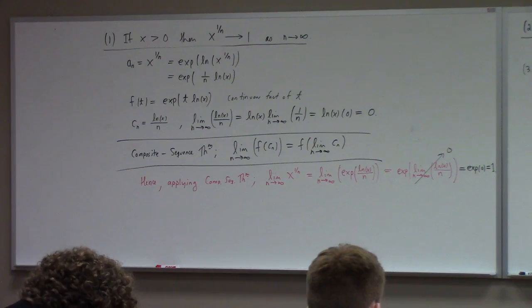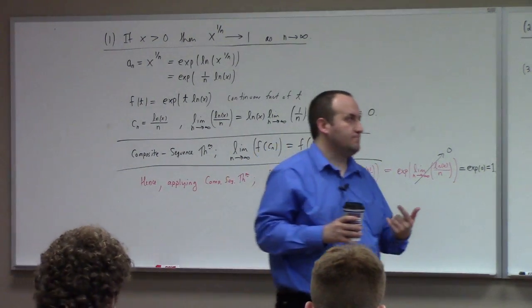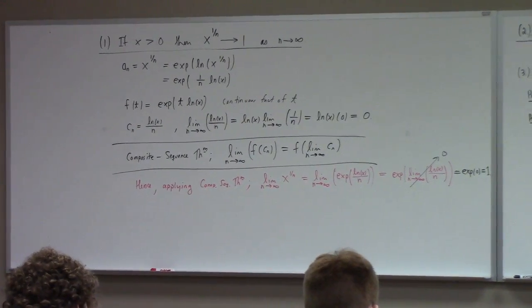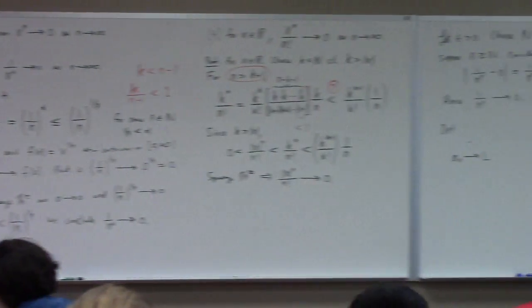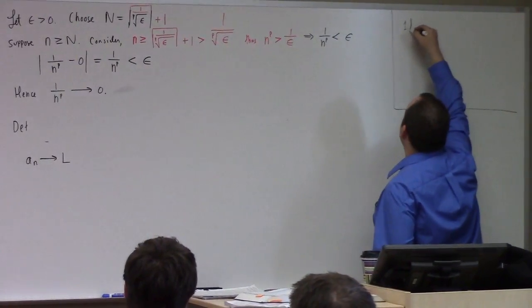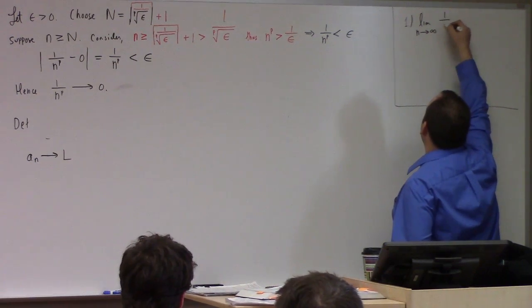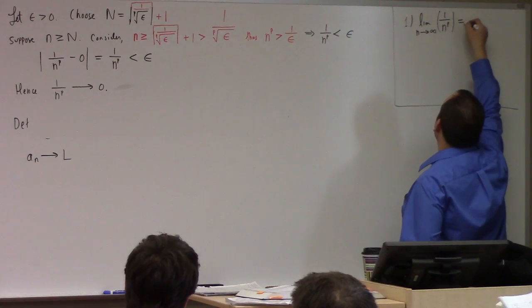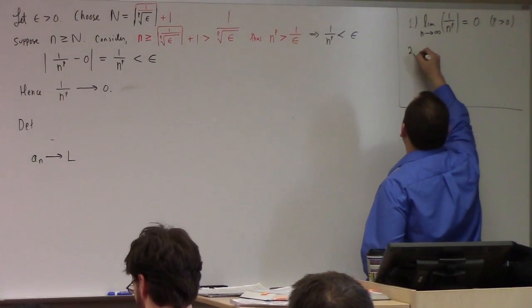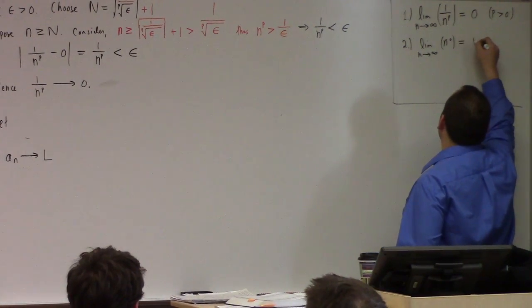All right, so today I need to talk to you about the things I claimed last time. In particular, I need to prove for you the claim that I made. I made really 3 claims, one of which we've already done. So the claim, I've divided it into 3 cases, basically. Case 1, let's say the limit as n goes to infinity of 1 over n to the p is equal to 0. And this is for p greater than 0, okay? Case 2, the limit as n goes to infinity of n to the 0 power is just equal to 1.